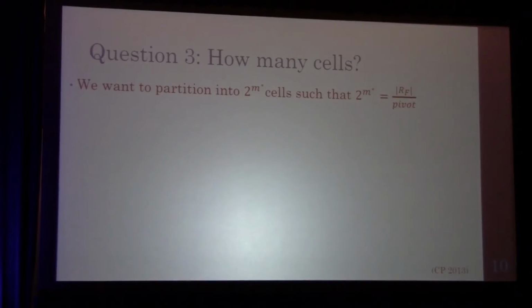So the third question is, how many cells? The whole time we have been talking that we want to partition so that all the cells have roughly pivot number of solutions. In some sense, if we want to partition into 2 raised to m cells, this is how it should look. If RF is the total number of solutions, the total number of cells should be RF divided by pivot. That does look like a catch-22 because we are interested in getting RF, and now we want to know RF so that we can partition it into the correct number of cells.